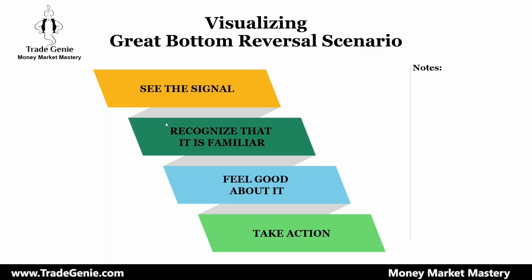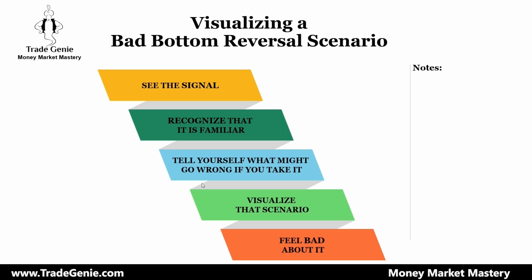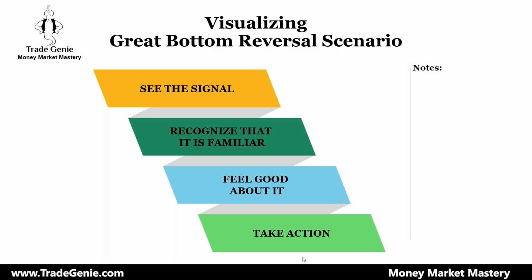So you see the signal, you recognize it's familiar, and instead of visualizing all that bad scenario, which is here, tell yourself what might go wrong, and then you start visualizing all that bad scenario. You're not doing that. You're feeling good about it, and then you take action. So if you keep this on a sticky note somewhere on your monitor, you say, okay, I see the signal, I recognize that it's familiar, and I'm really feeling good about it, and then you take action.